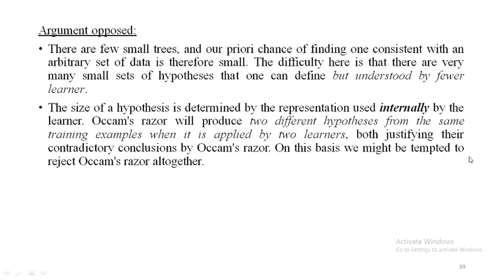On this basis, we might be tempted to reject Occam's razor altogether. From this argument, if the same training data is given to two different learners, they may produce two different hypotheses, and they may argue that their hypothesis is the correct one. So that is the counter argument, and with this they may reject Occam's razor completely.